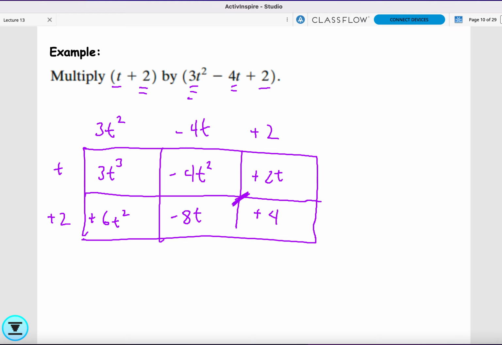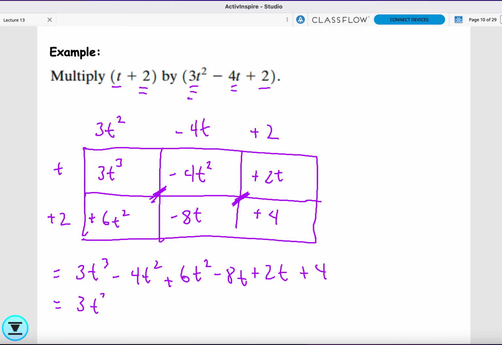Notice how the diagonals are like terms, guys, so we can combine these. So then we get 3t cubed minus 4t squared plus 6t squared minus 8t plus 2t plus 4. Combine your like terms, so then we get 3t cubed plus 2t squared minus 6t plus 4. And we are done.